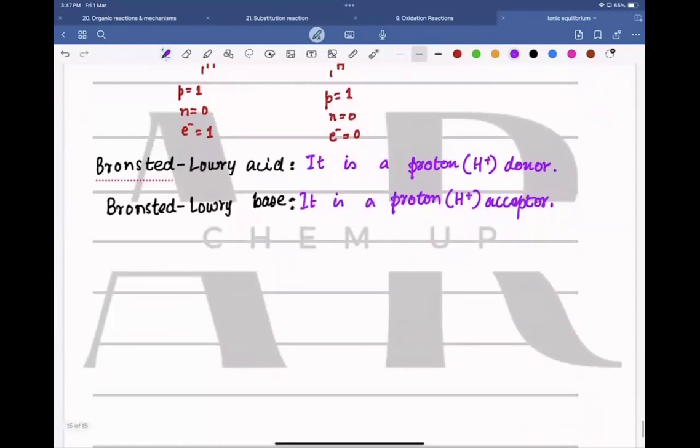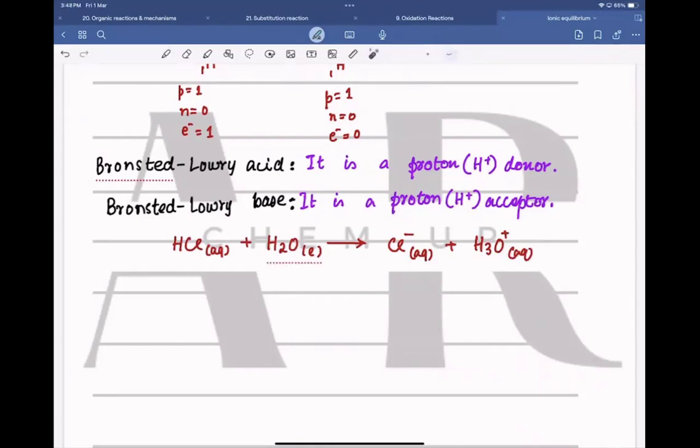Okay. So have a look over here. We have an equation where we have hydrochloric acid. And this hydrochloric acid is reacting with water. Now, if you look at the products, a chloride ion would form and hydronium ion would form. So if you compare the reactant with the product made from it, you can see it has a hydrogen and the product doesn't have a hydrogen. So it means it is the one which donates its proton. So it is called Bronsted-Lowry acid.